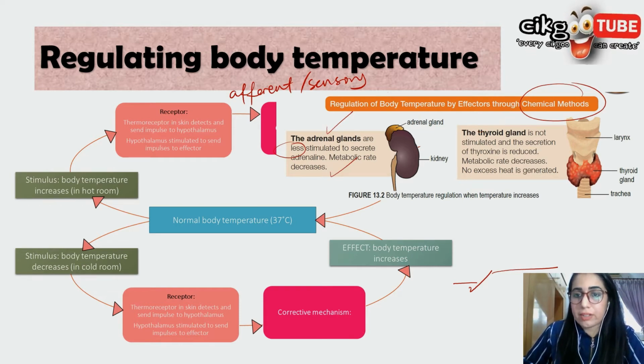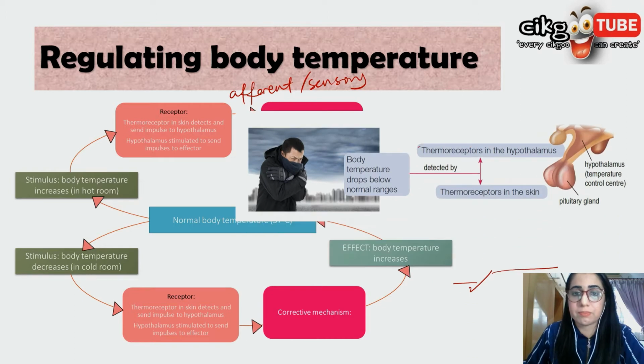And there is also the thyroid gland. The thyroid gland is not stimulated to secrete thyroxine. So thyroxine is reduced, the metabolic rate decreases, so no excess heat is generated. So that will bring down the body temperature back to normal if the temperature increases.